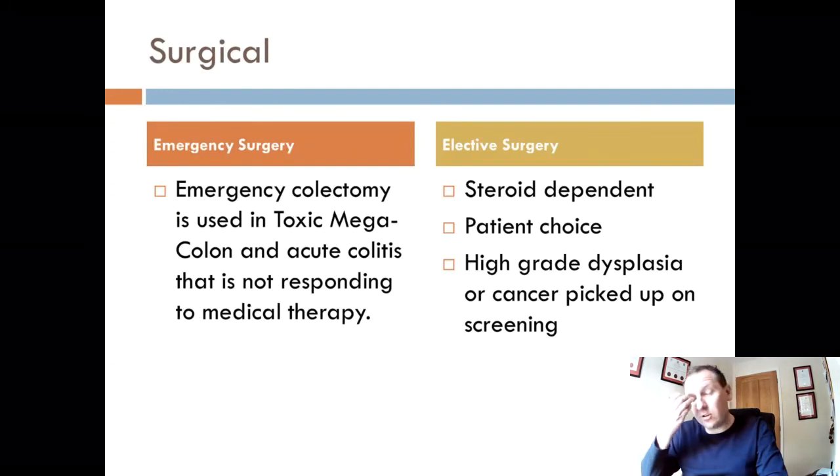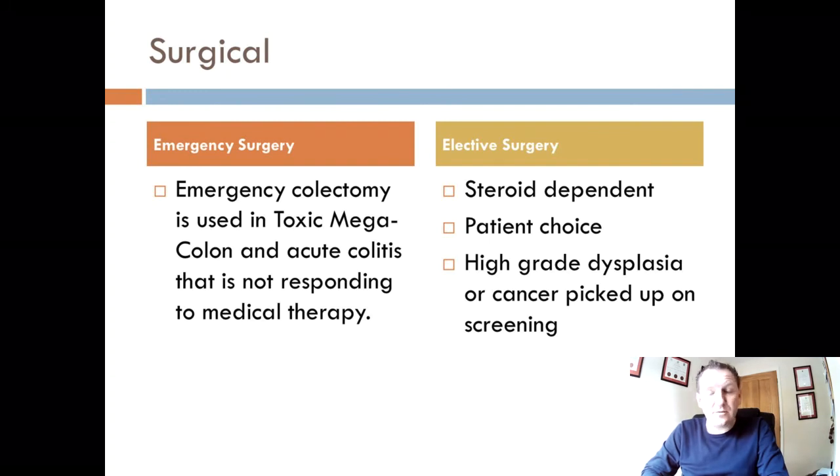So we also have to talk a little bit about surgical treatment, and surgical treatment really has two main areas, the emergency surgery and elective surgery. So in emergency surgery, these are in patients who've got toxic megacolon or an acute colitis that's not responding to medical therapy. Elective surgery historically was in patients who are steroid dependent, but that's probably a much smaller indication now as we get more and more drugs that we can use.